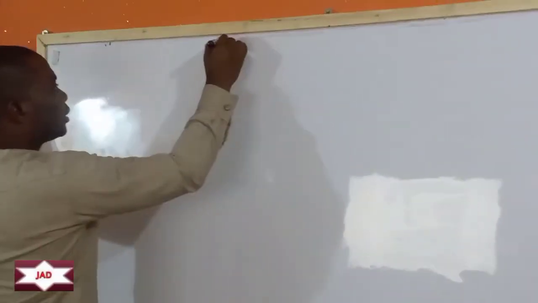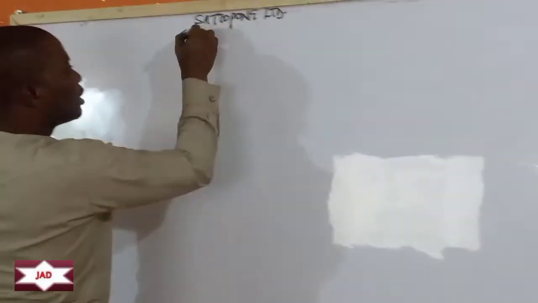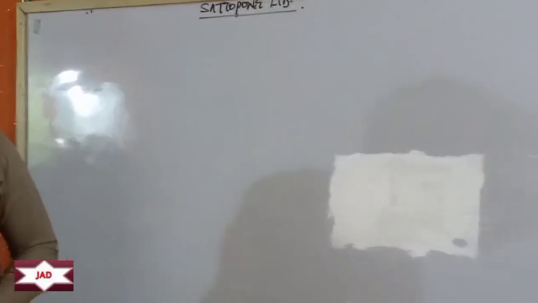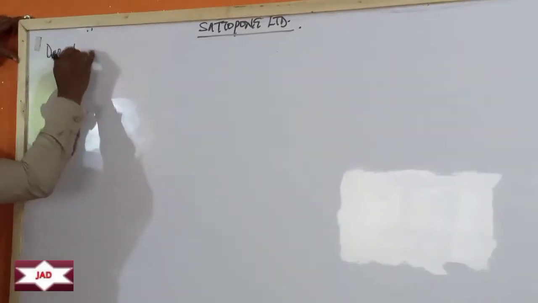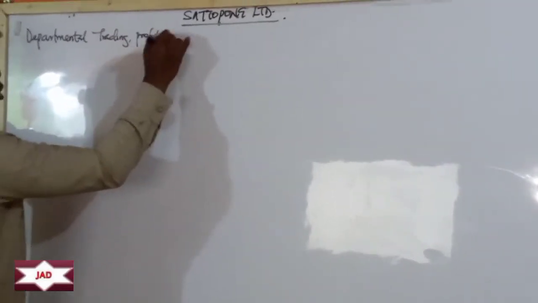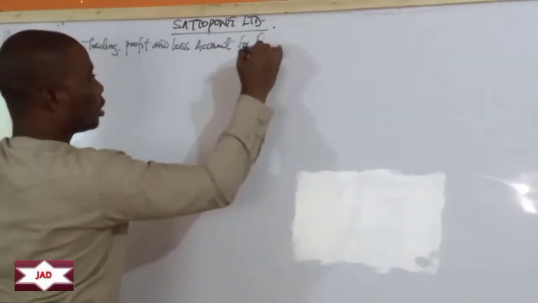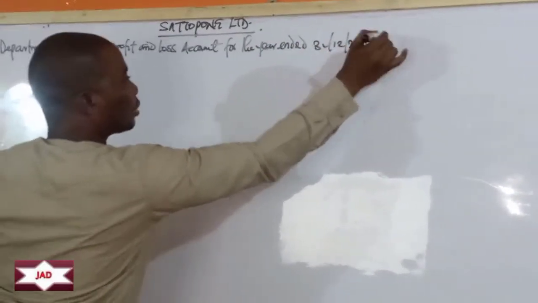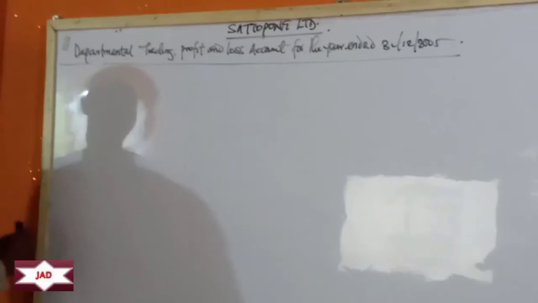So here, let's take the questions. We have Satopong Limited. So we're preparing departmental trading profit and loss account for the year ended 31st December 2005. So let's go.